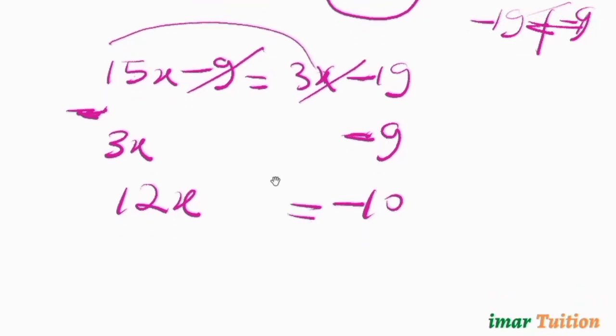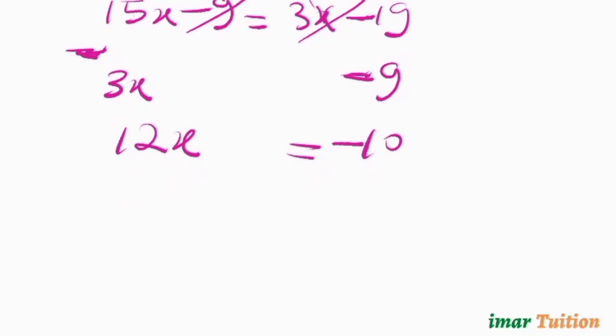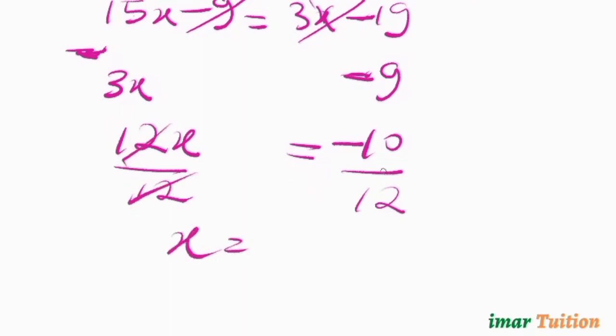So now to remove 12 from here, you divide both sides by 12. Divide here by 12, divide here by 12. Okay, this will cancel this. x will be equal to minus 10 over 12. 2 here will give you minus 5, 2 here will give you 6. You can leave your fraction in that form.